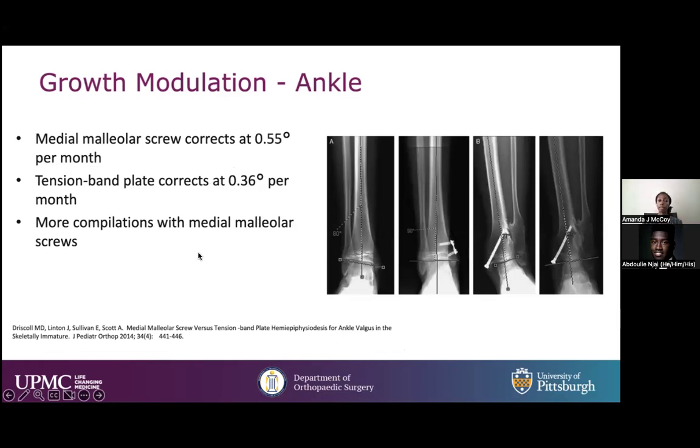But just keep in mind that you typically have more complications with medial malleolar screws in terms of breakage and removal than you would with a tension band plate, even if it has a slower correction.